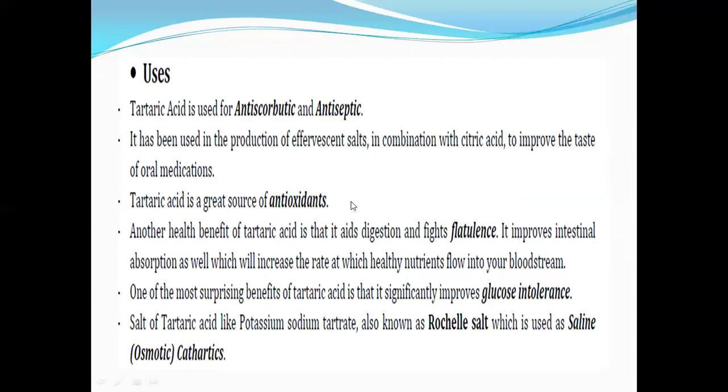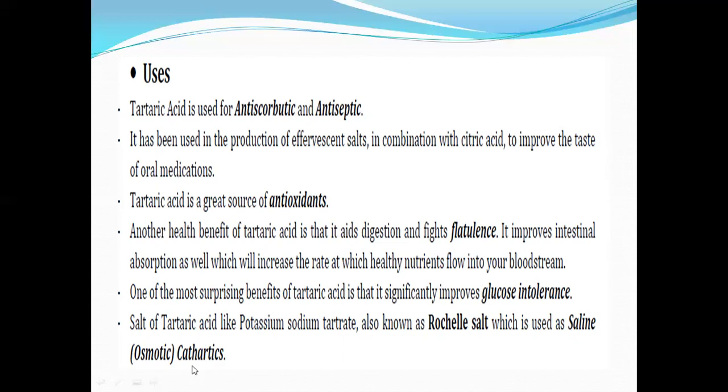It is also a great source of antioxidant. So this tartaric acid molecule is a great source as an antioxidant. Another health benefit in which the tartaric acid molecule has its own application: it is used as an aid in digestion and in the treatment of flatulence. It improves intestinal absorption, which will increase the rate at which healthy nutrients flow into our bloodstream.